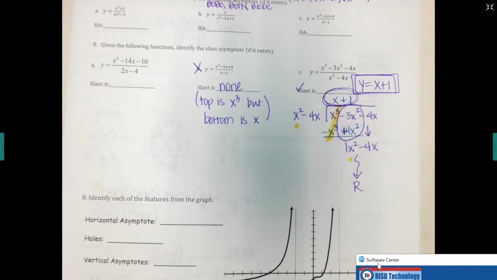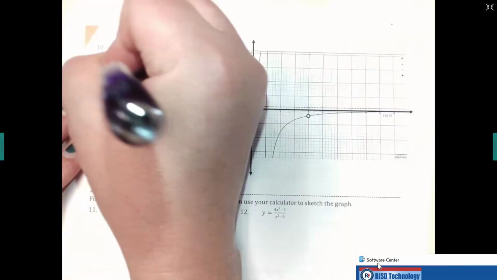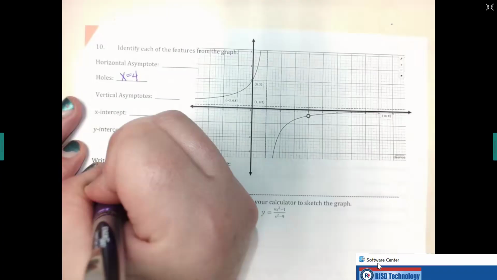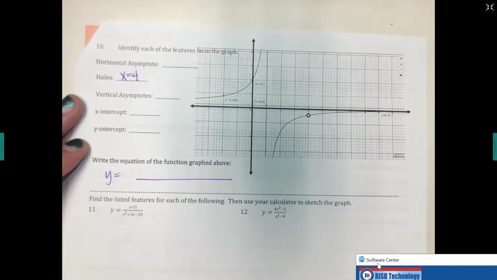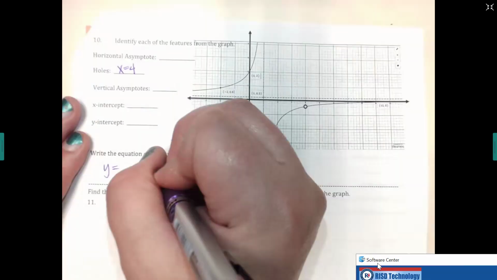Okay, we'll do number 10. Can you tell me on this graph where the hole is for number 10? Give me the x. 4. It is at 4. So under hole, put x equals 4. And then to write the equation, I know that I'm going to have an x minus 4. What part of the fraction does it go in? Top, bottom, or both for a hole? Both. So x minus 4 on top and x minus 4 on the bottom.